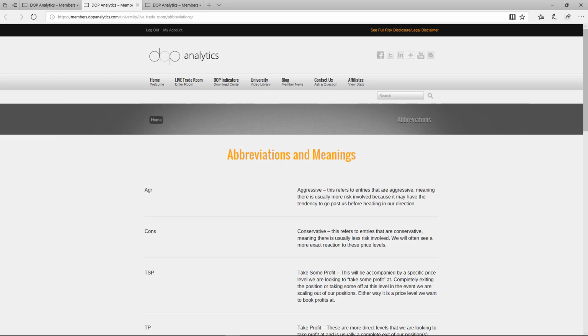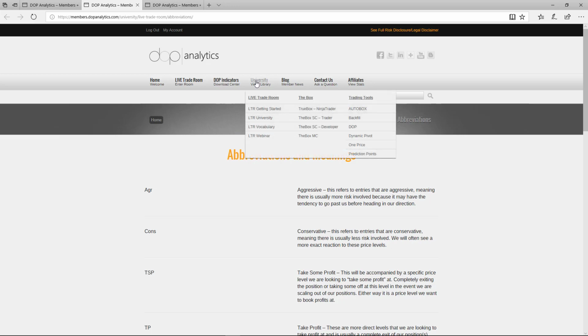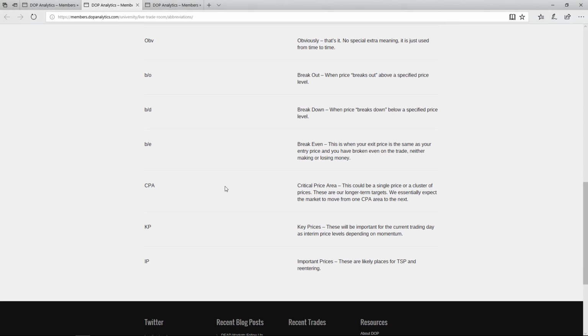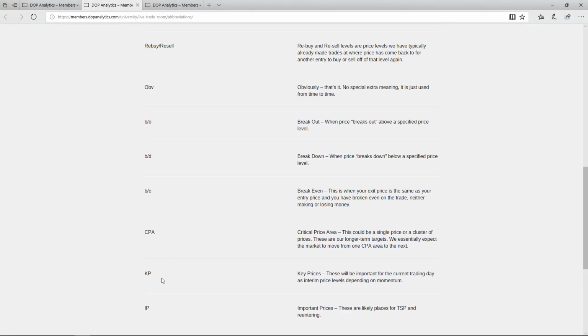Okay, I want to talk to you about the different price levels that you receive in the room each morning and what to do with them. So if you go to the University tab and go down to Vocabulary and scroll down a little ways, you'll see CPA, KP, and IP.